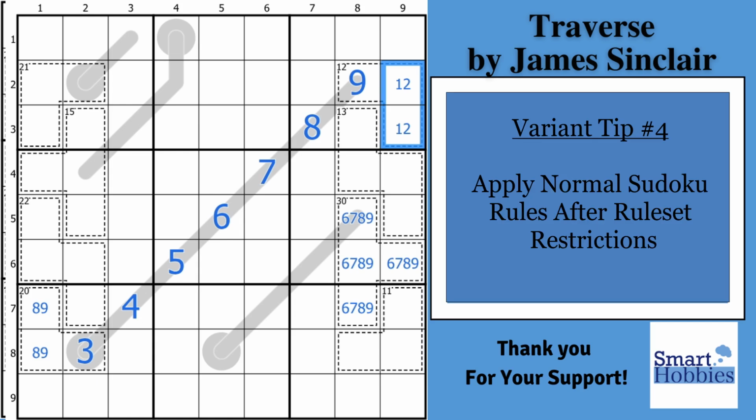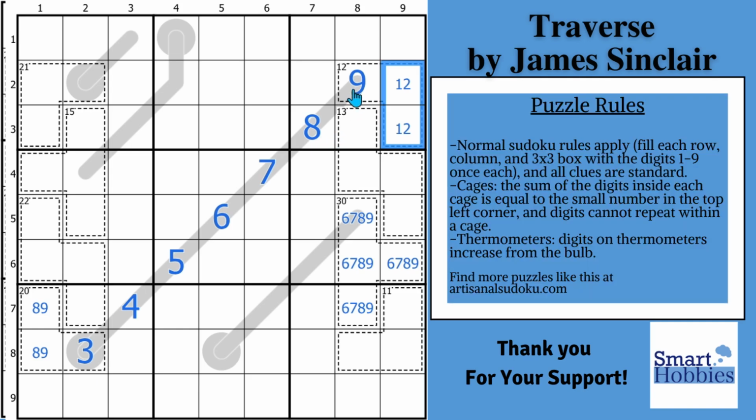And then this brings up tip number 4. Tip number 4 is you want to apply normal Sudoku rules after the restriction rules. So, like we put a 9 right here. You know that a 9 can't be anywhere else right there. So this is a 6, 7, 8 triple. So the 9 has to be here in the 30 block.